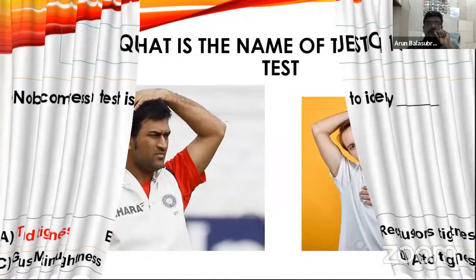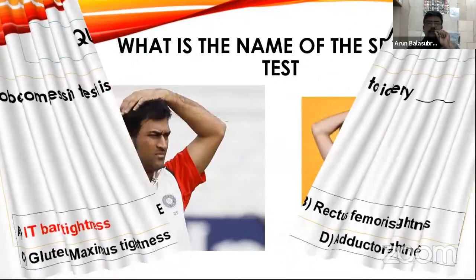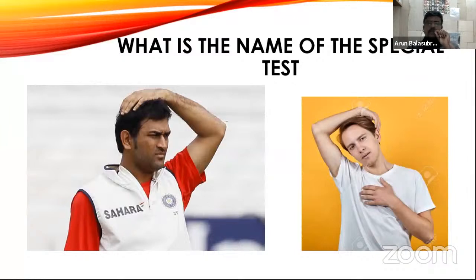Right, interesting question. This is also not 100% accurate as per the steps in the test. What is the name of this special test? The patient has to keep the whole forearm over the head. I was not able to get a clear picture. What is the name of this special test? It's not the ulnar nerve tension test. It's a good test.